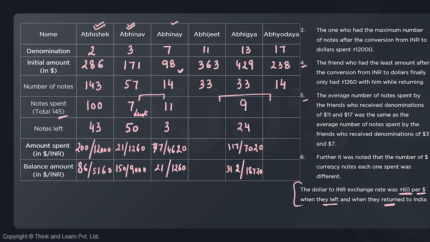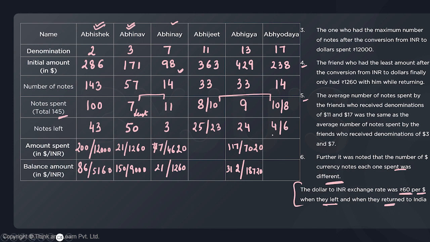But it was noted that the number of dollars spent was different. So they cannot be 9 and 9, they can only be 8 or 10. So one of them is 8, the other one is 10. We currently do not know which one is 8, which one is 10. But I can also say if he had 33 notes, he had spent 8, he's left with 25. If he had spent 10, he's left with 23. If he had 14 notes and he had spent 10, that means he's left with 4. If he had spent 8, he's left with 6. And that way these amounts can also be written for them.